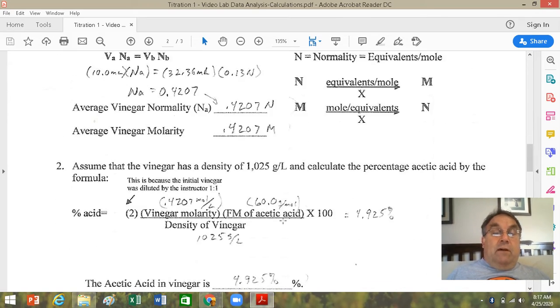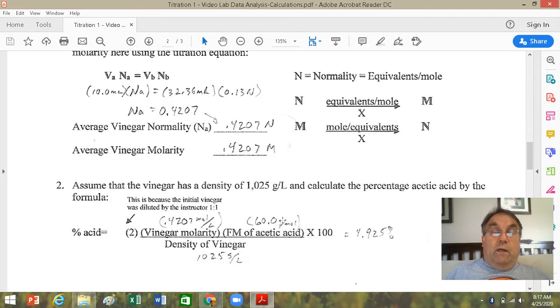Carrying that down to this calculation, if you look on the label of commercial vinegar, it's sold as a percent acetic acid. So to get that, we take the molarity, which is 0.4207 moles per liter, and we multiply it by the formula mass of acetic acid, which is 60 grams per mole. The mole divided by mole will cancel, and we're left with grams per liter, which is the same as the denominator. The density is grams per liter. So those units cancel, and we're left with a percent.